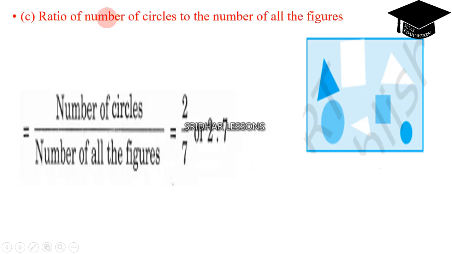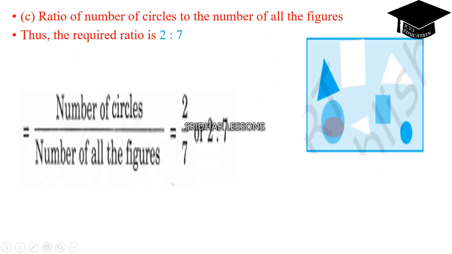Question C. Ratio of number of circles to the number of all the figures. We have 2 circles here and the total figures are 7. We have calculated in question number B. So number of circles by number of all the figures is equals to 2 by 7 or 2 is to 7. Okay. So the required ratio is 2 is to 7.